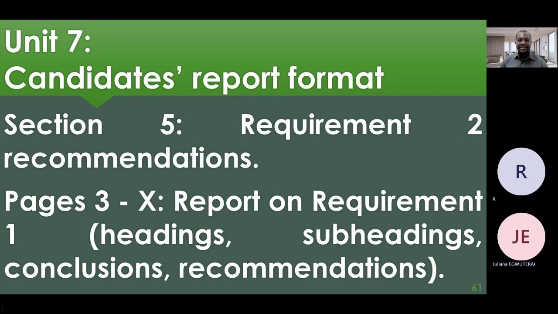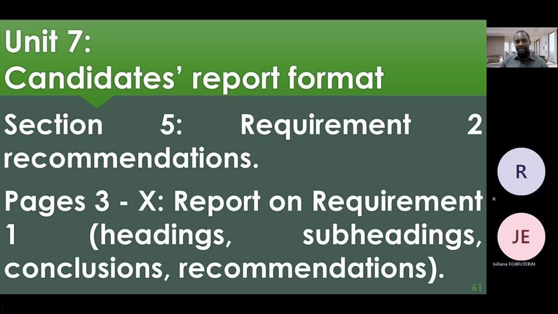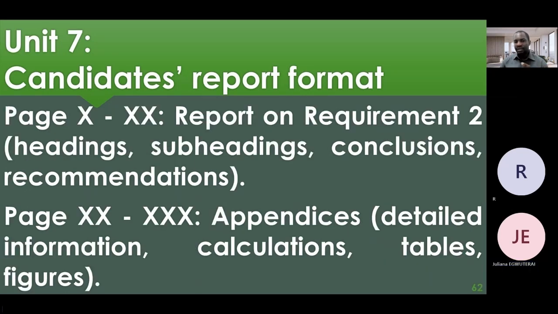All right. In discussing the headers and subheaders, the conclusion and the recommendation, please go ahead and discuss generally. Depending on the page, you need to report on requirement 2. Make it separate. Requirement 1 is separate, requirement 2 is separate. Don't bundle them together. Requirement 2 has the same format as requirement 1, with headers and subheaders from 1 to 6, conclusion and recommendation also. Then the next page is your appendices.